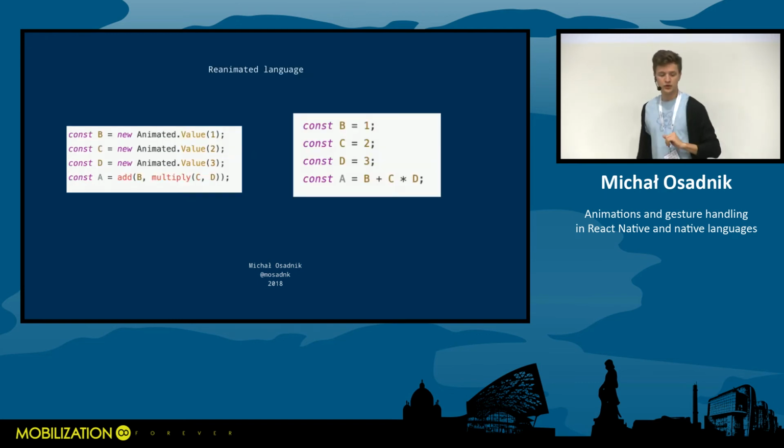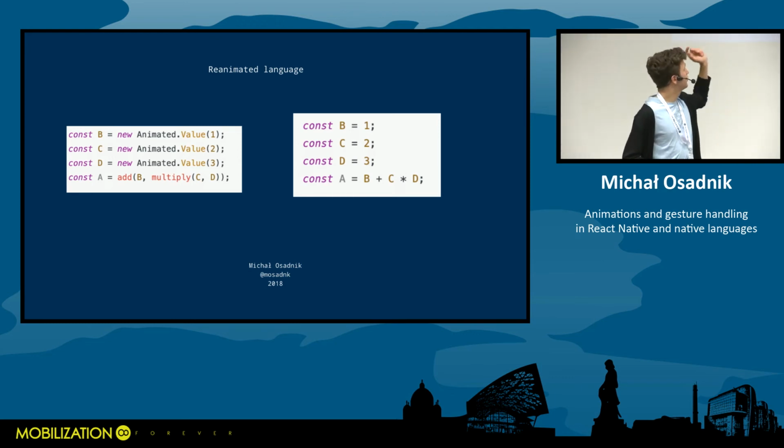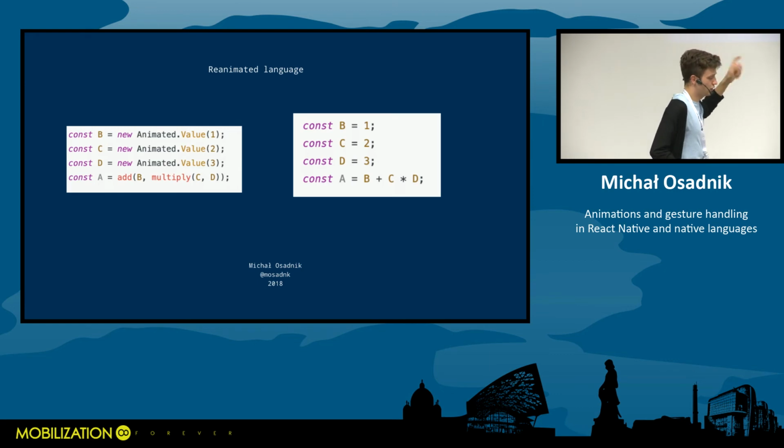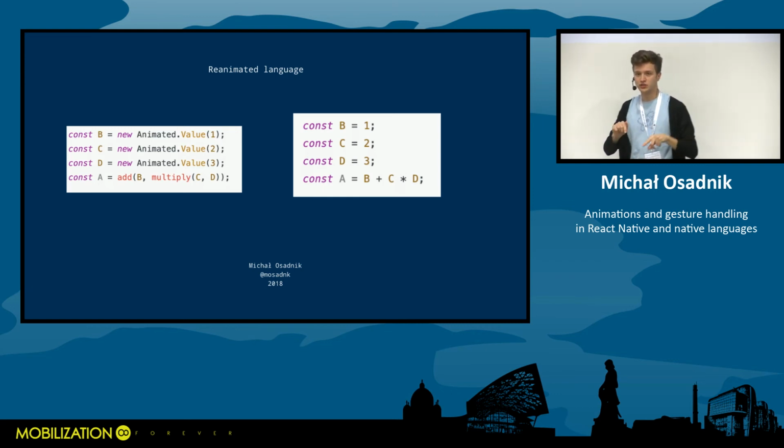On the left side, we could see reanimated code. I called it reanimated language. On the right side, we could see JavaScript code. So reanimated code is JavaScript code, but JavaScript code is not reanimated code. And if, with some operation, we change the value of, for example, B, the value of A is also being changed, but it is not done in JavaScript.